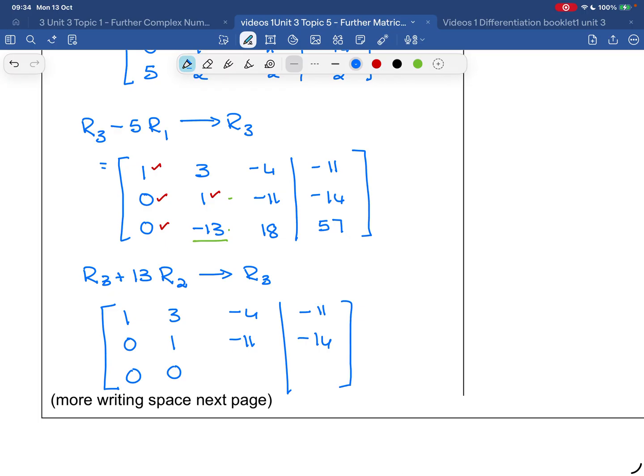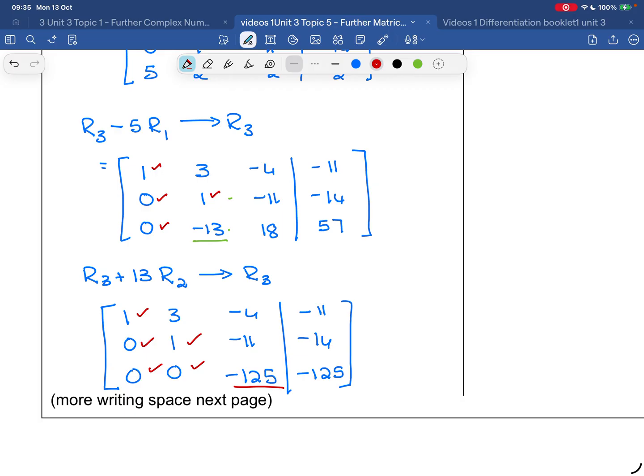Okay, and then 18 plus 13 times 11, and I work that out on my calculator, and I get negative 125, and then 57 plus 13 times negative 14, and I work that on my calculator, and I get negative 125. Awesome. So now what I've got is I've got my 1 there, and I've got a 1 there. I've got all my zeros in place. The last thing I'm needing is a 1 in my main diagonal over here.